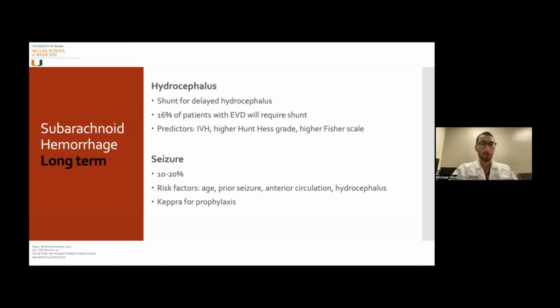And seizures, these occur in about 10 to 20% of these patients. Risk factors are higher age, history of prior seizure, anterior circulation aneurysms, as well as hydrocephalus. And we routinely give Keppra for prophylaxis.